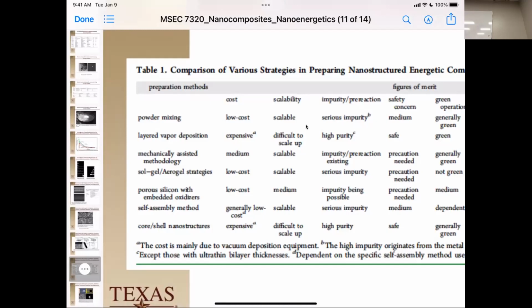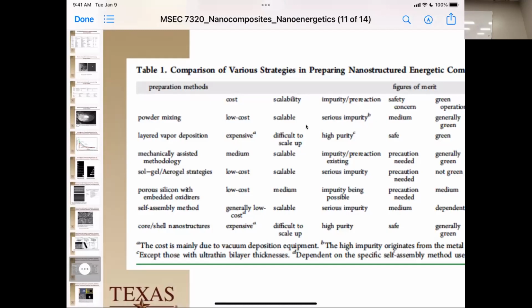It's pretty low cost, pretty good. Impurities are possible. Precaution needed because, again, if you just rub the chip the wrong way, they go up. Literally, I mean, it's really cool. It's like a 4-inch wafer with a whole bunch of squares in it, and they deposit an oxidizer. And so that one would be medium green because you're actually having to deposit something.